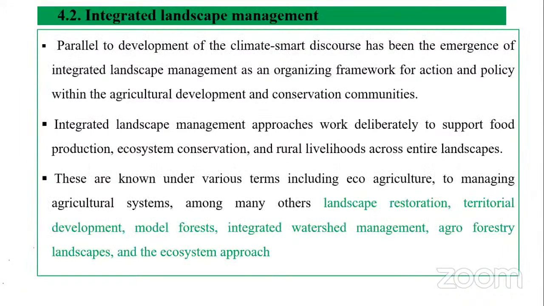So parallel to this, climate smart discourse has now been engaging the issues of integrated landscape management as an organized framework. So the integrated landscape management approach works deliberately on restoration, model forest development, integrated watershed management, landscape governance, and ecosystem approach. Now the scale is expanding to the ecosystem level, from plot to ecosystem level. So if we have this holistic picture, the whole picture of this ecosystem, we can easily plan how crop production and productivity will be operating. Otherwise, it's very difficult to have a well-planned crop production or animal husbandry practice.